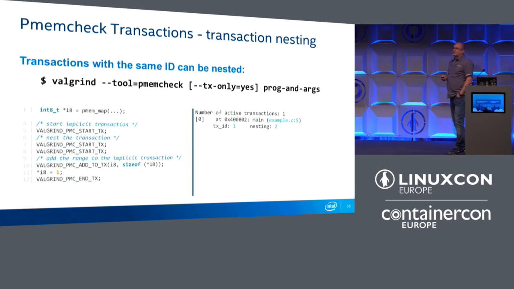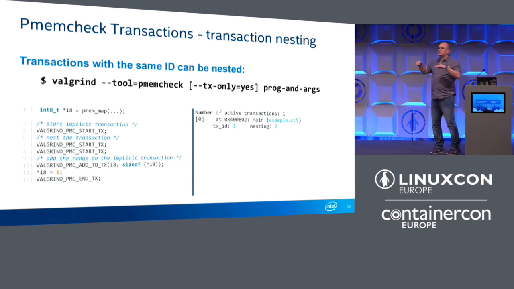We also support transaction nesting. This is because in libpmemobj we do that, so the tool should be aware of that. In practice, in libpmemobj, the transactions are flattened. So if you start a nested transaction, all the changes apply to the outermost transaction. So actually you have just one.